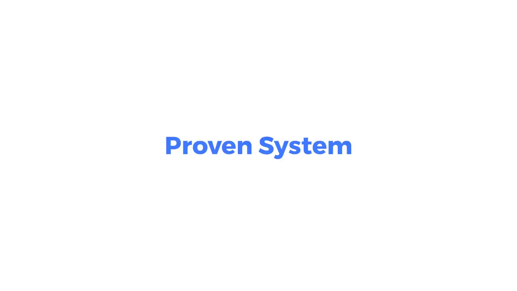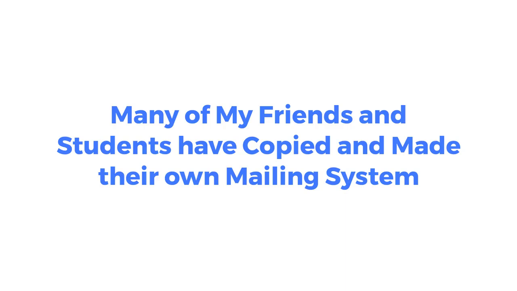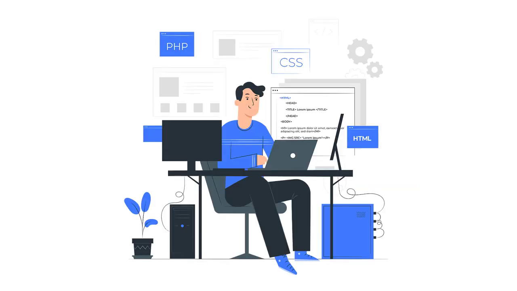Number 1, you need a proven system. For everything you do in life, you need a system. And I made my 5-step system after 2 months of hard work and hundreds of dollars in investment. Many of my friends and students have copied this system to make their own mailing system. Number 2, you need tools and commands to set up your own mailing system. Without these tools and commands, it will take you days to make your own mailing system. But with the tools and commands I will provide you, you can do it in hours if not in minutes.